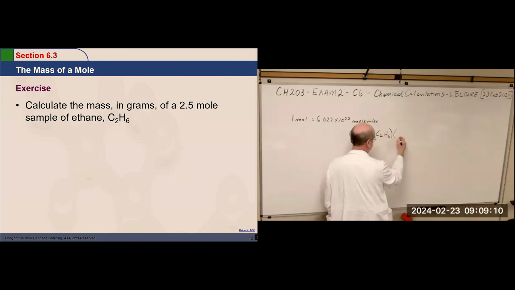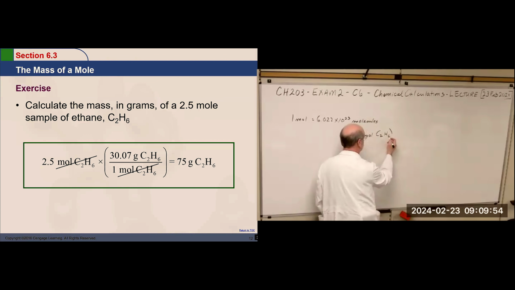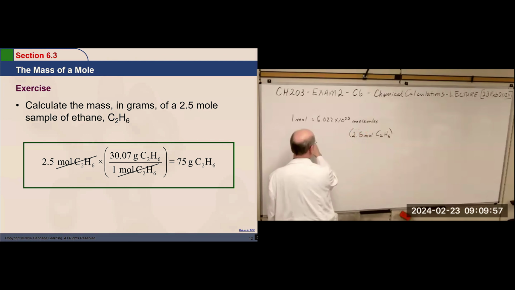No, I'm sorry. I was barking up the wrong tree. Right? We want to go from moles to grams. So 1 mole of that compound equals how many grams? 2 times 12.01 for carbon and 6 times 1.01 for hydrogen. So that's, let's see, 24.02 and 6.06, which is 30.08.